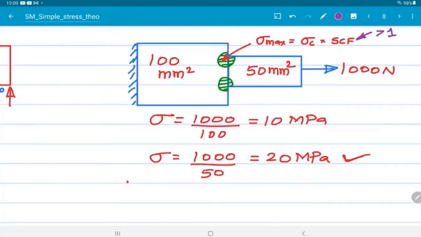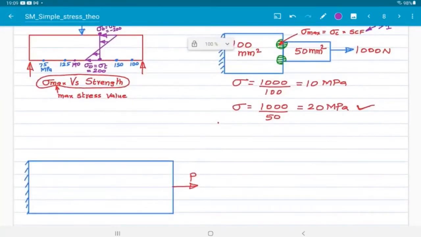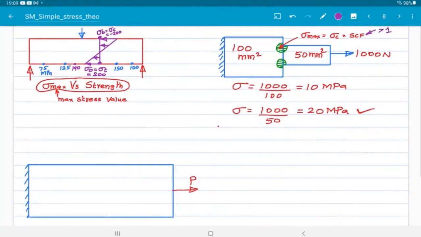Greater than 1. Always. Sometimes 2, 2.5, 3, sometimes 27 also I have seen, depending upon the sudden change. Right. Next question.